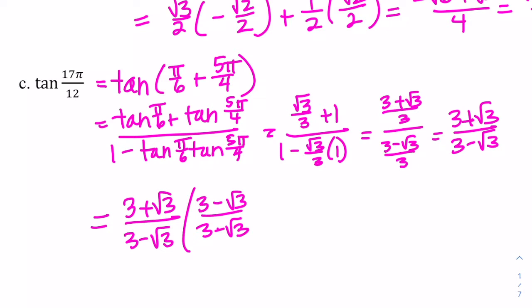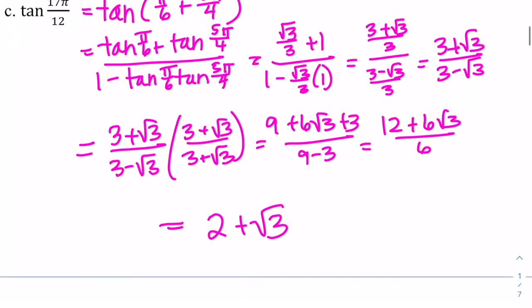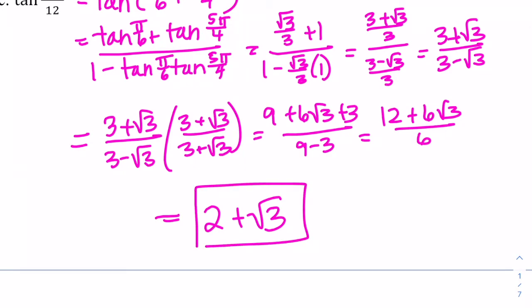And this will be plus. So we'll have 9 plus 6 root 3 plus 3 over, that's just 9 minus 3. So 12 plus 6 root 3 over 6, which reduces to 2 plus root 3. Okay, all that work to rationalize that.